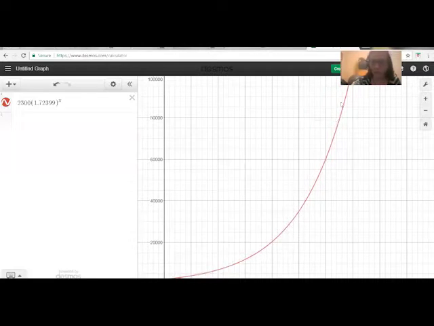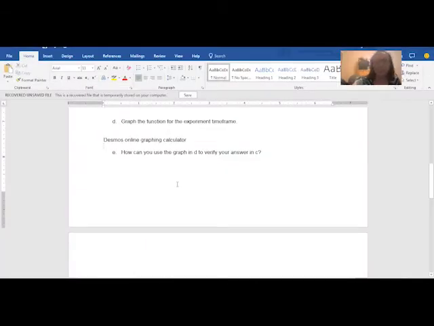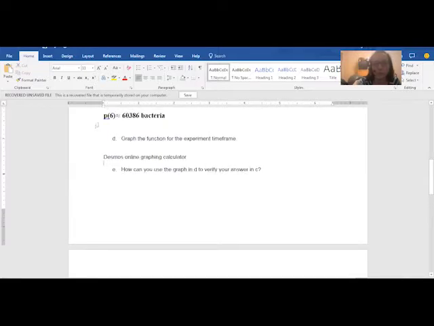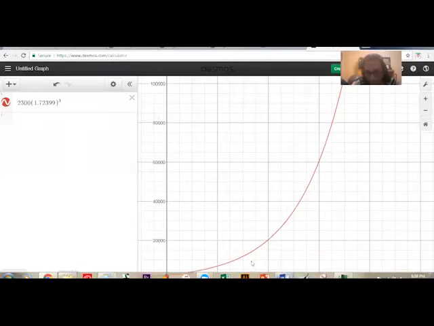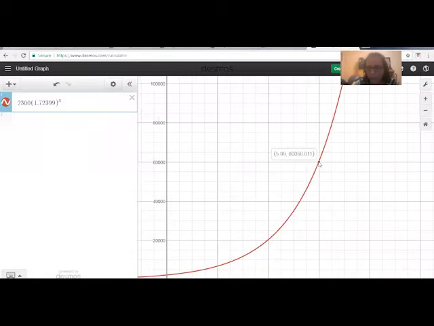The next question asks, how can you use the graph in D to verify your answer in Part C? Recall that in Part C we found that on day 6 there should be about 60,000 bacteria. If we look at our graph at day 6, we can click right here at day 6, and Desmos will allow us to click and drag along that graph, and we can see that at 6, it gives us 60,386 bacteria.